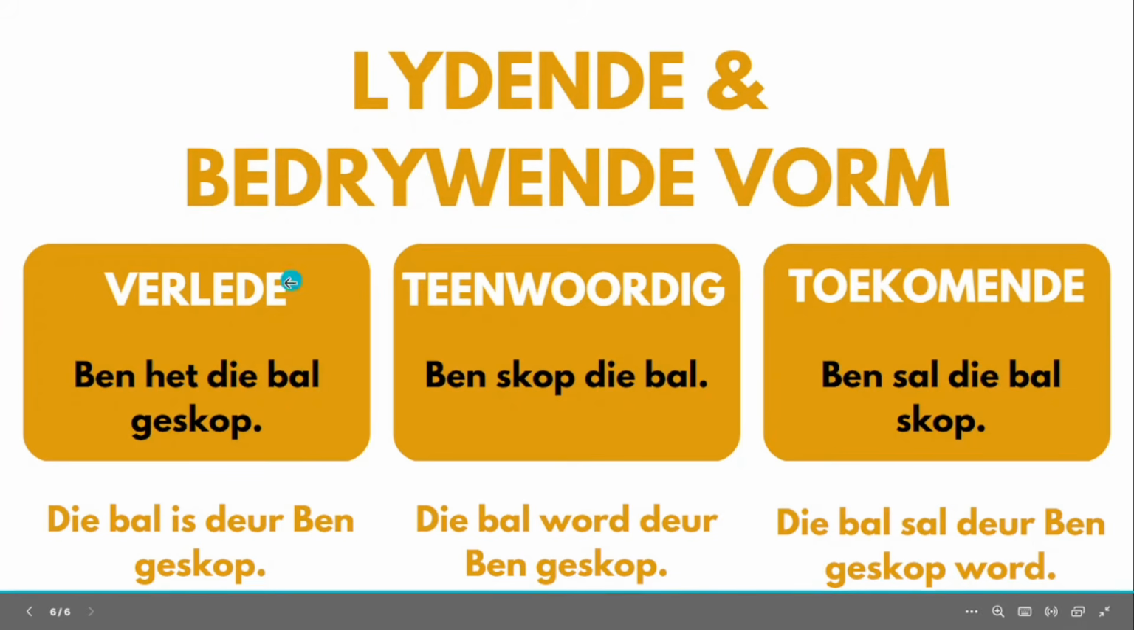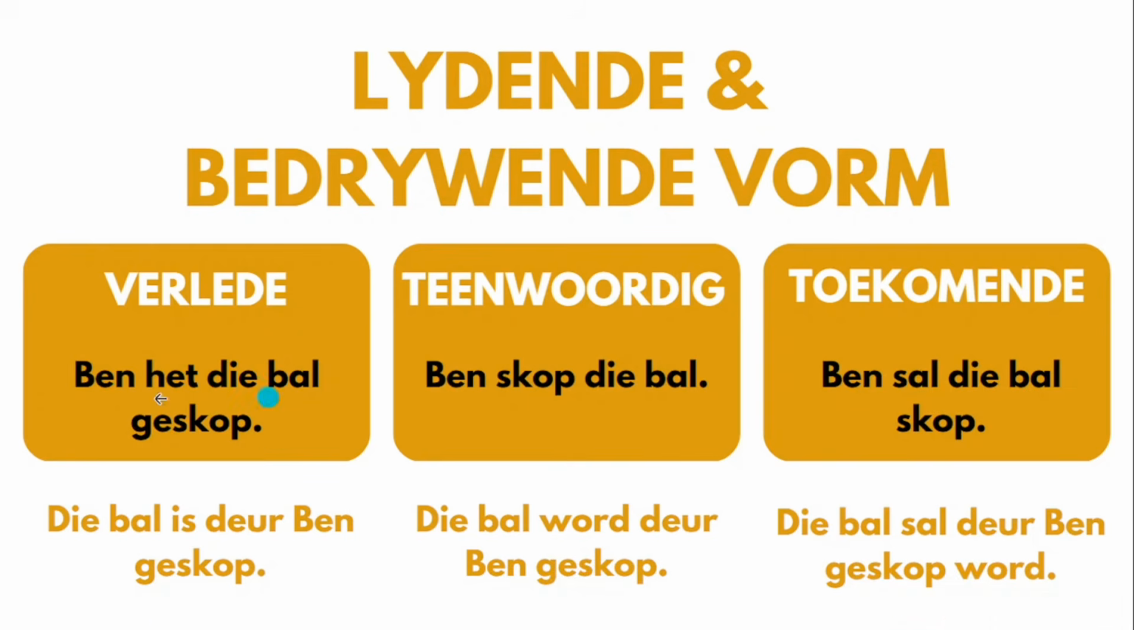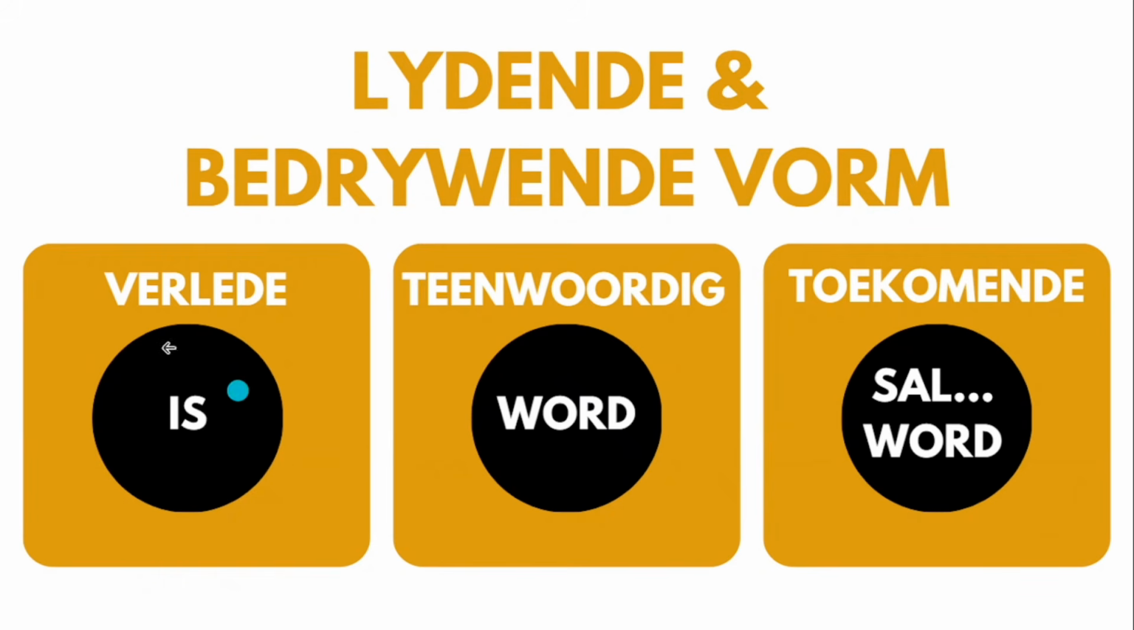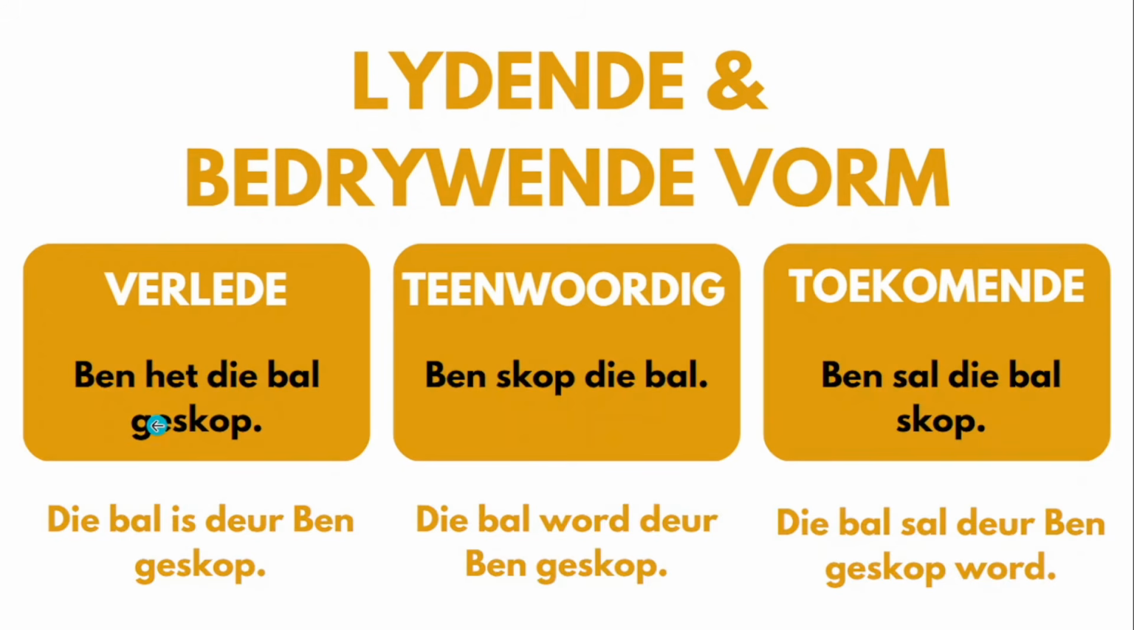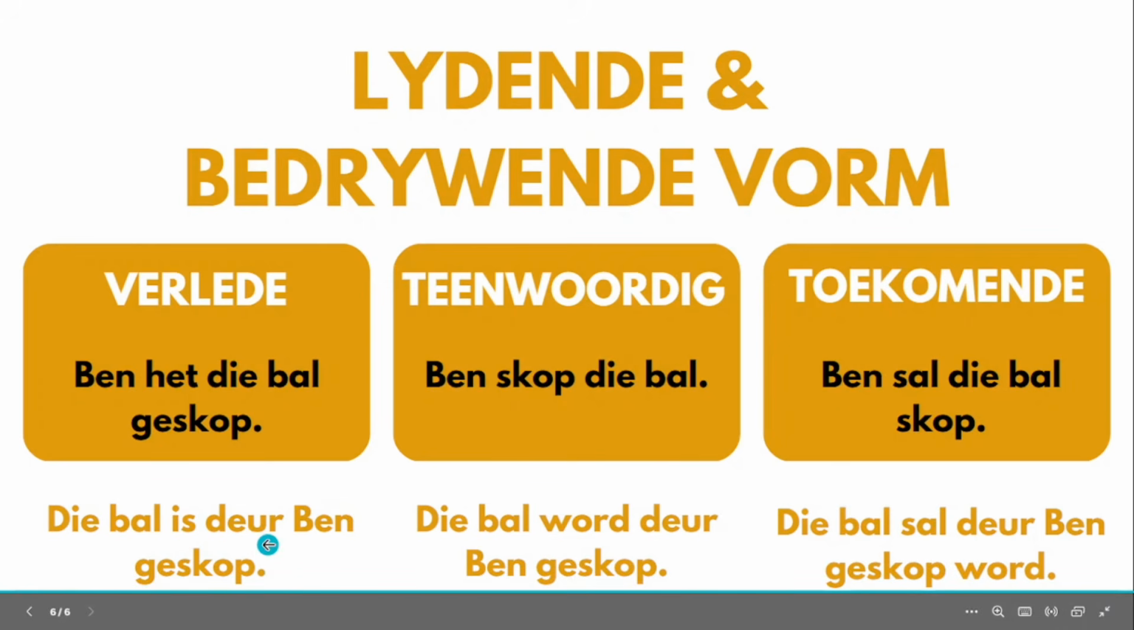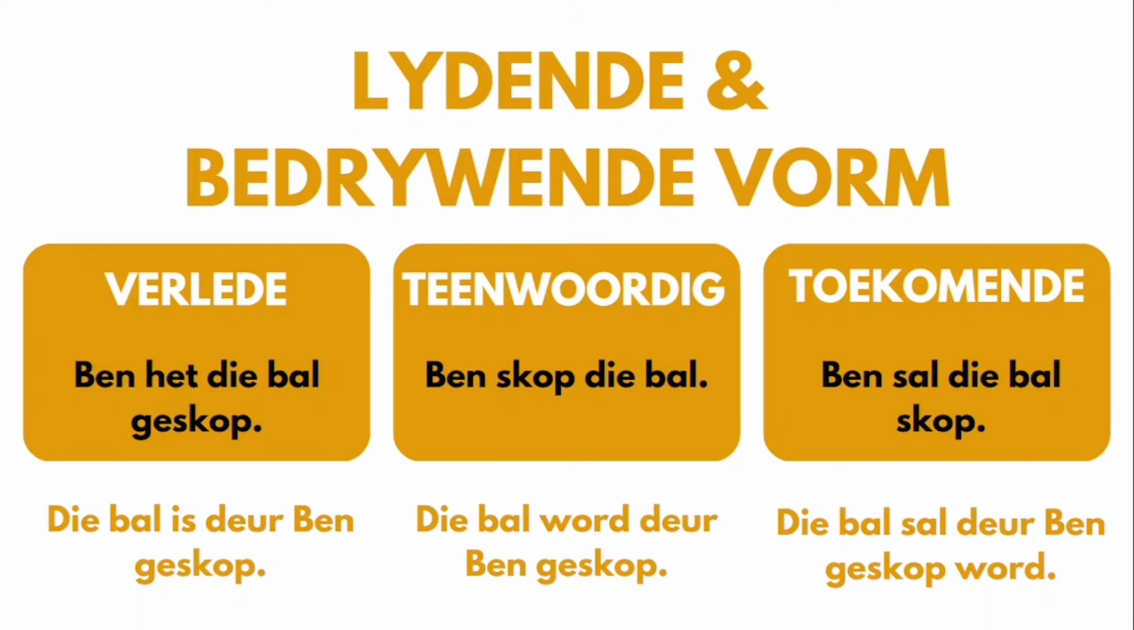Now let's move on to the past tense. Ben het die bal geskop. So same thing. Start with the object, die bal, and then because we're in the past, now we use is. Is, ne? And then rule number 3, deur the subject, deur Ben, and then this one remains unchanged, geskop, but it must just be in the past. Okay, I know it can be confusing. How can you say is for something that's in the past? That's just the rule, okay? So it's just best if you stick to it.